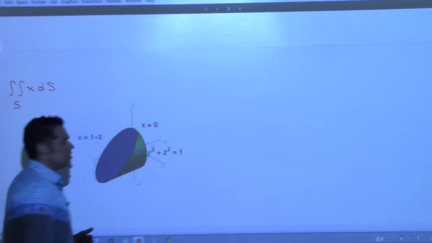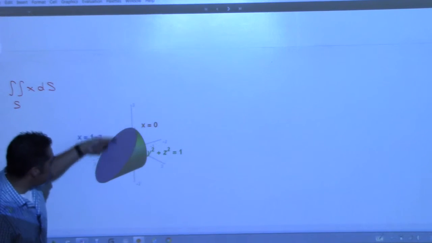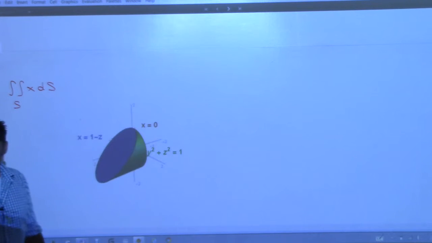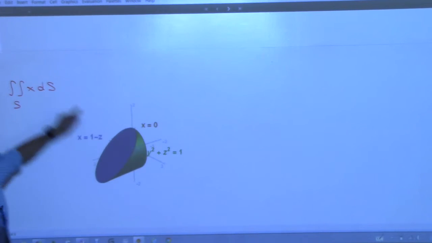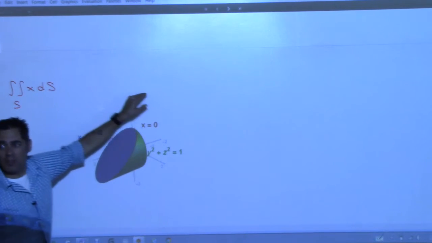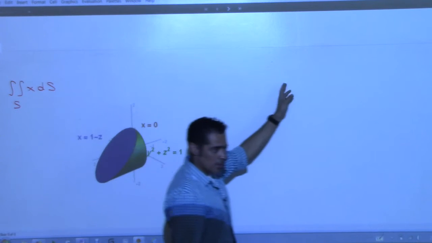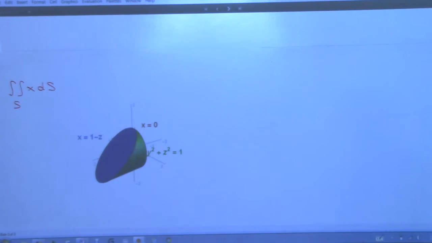So how many surfaces do you see here? 3, right? You've got this part, the green part that wraps around, and this part on the back side. So we're going to call them S1, S2, S3, and then we're going to say that this integral is equal to the double integral over S1 plus the double integral over S2 plus the double integral over S3. Got it? Okay.